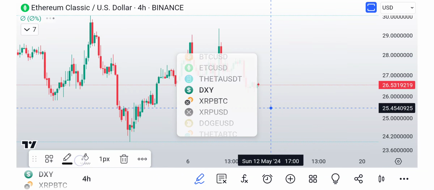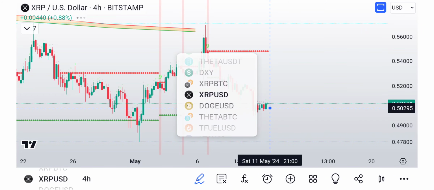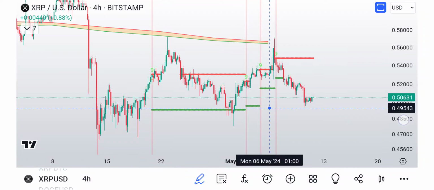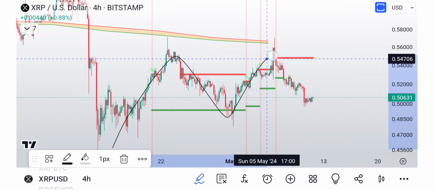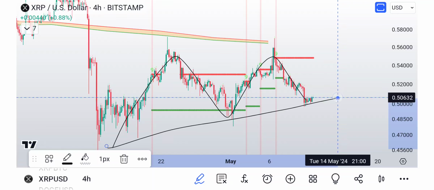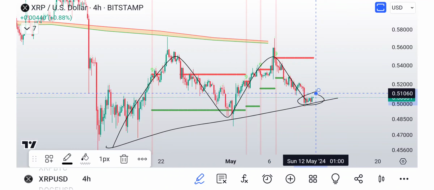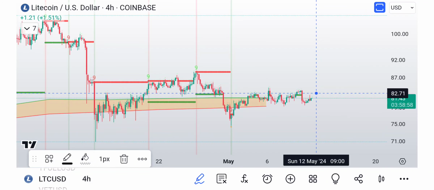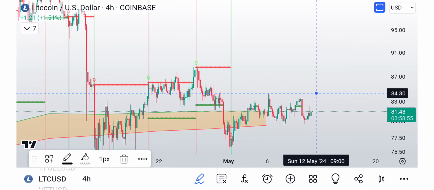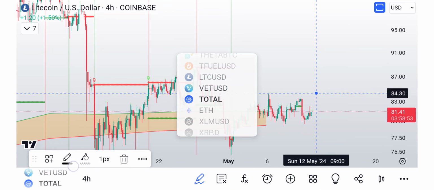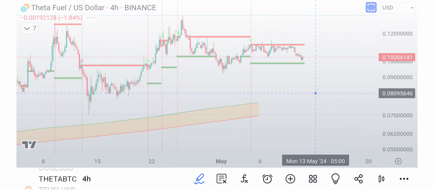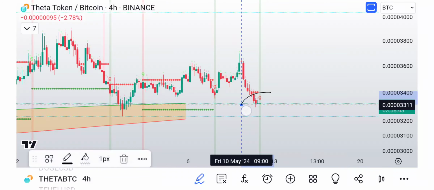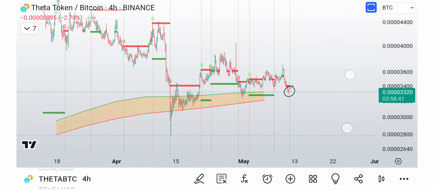When I go to Bitcoin, or let's see, XRP, it kind of looks like a 1-2, 1-2. It's holding this trend in here. It's developing a base. It looks good. Litecoin, I'll talk about Litecoin. Look at Theta versus Bitcoin. We have a 9 buy here. So that's good.